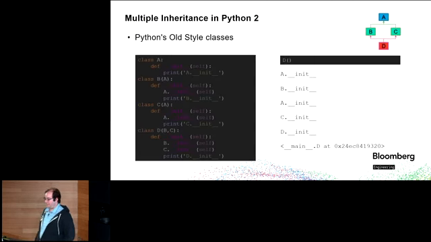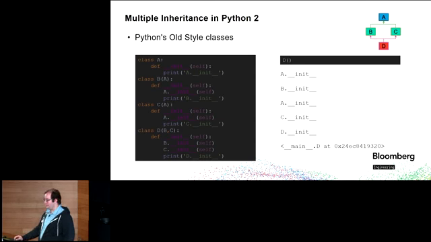We had multiple inheritance in Python. In Python 2, we had the old style classes, and multiple inheritance worked like this. Class A, B, C, and D, just like the diamond, defined just like the diamond. Everyone has a constructor. Every constructor calls its base class constructors.